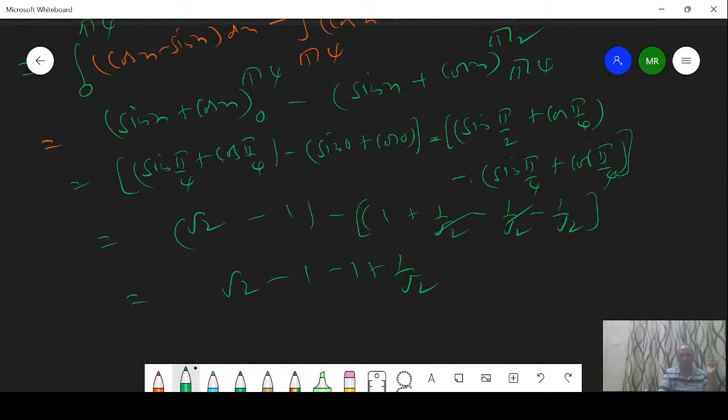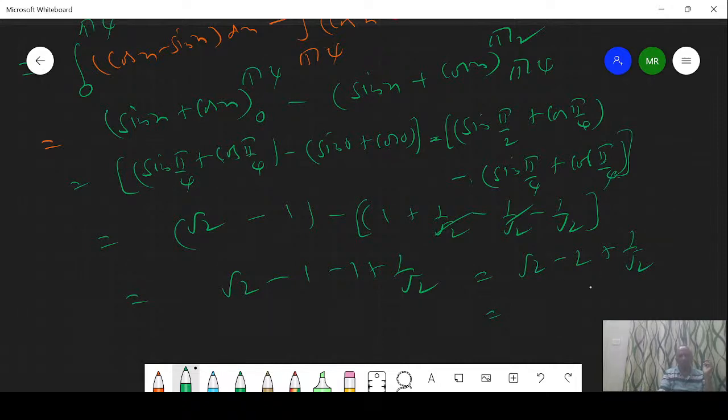Minus of this, I have taken this one: sin pi by 4 cos pi by 4. When I simplify, 1 by root 2, this will come: root 2 minus 1 by root 2. This is minus 2 root 2 minus 2 plus 1 by root 2.